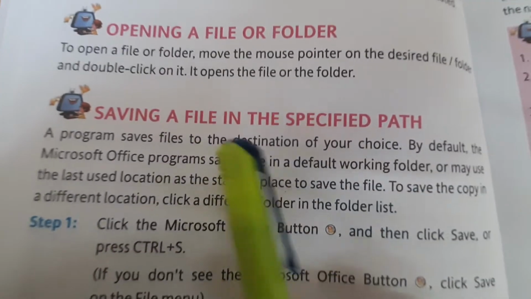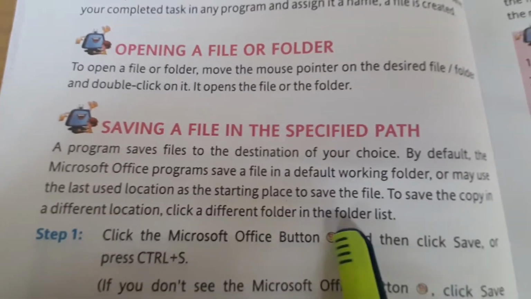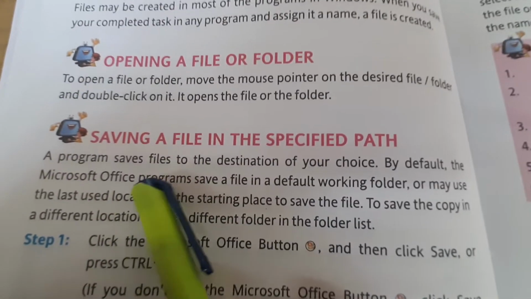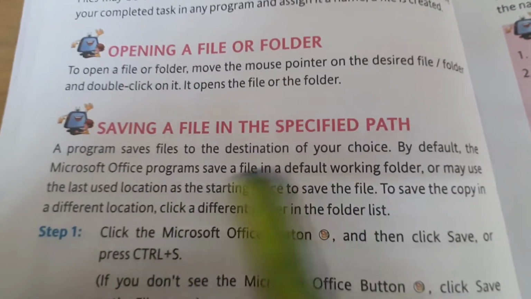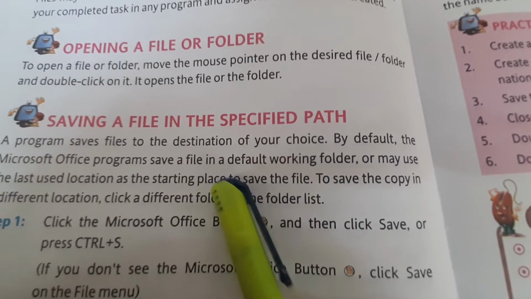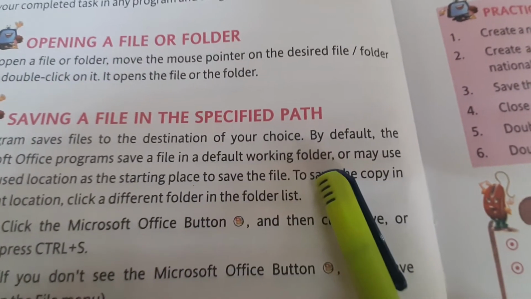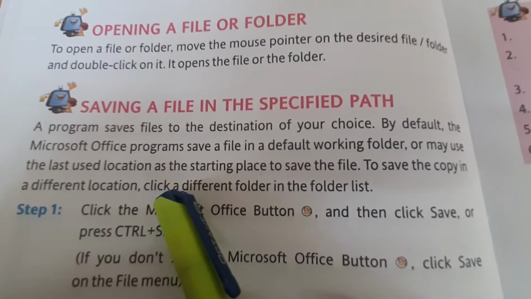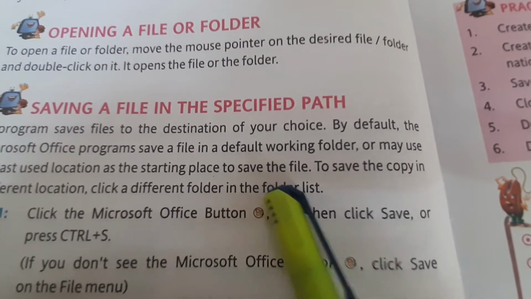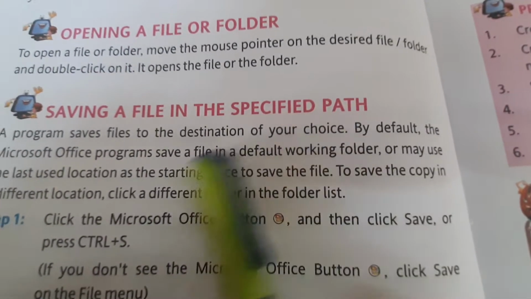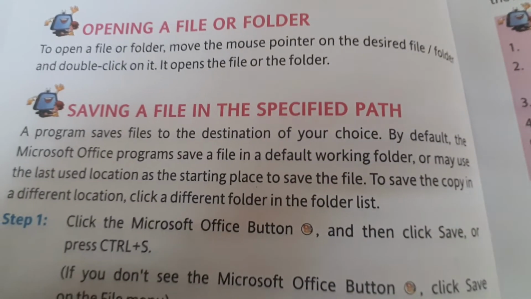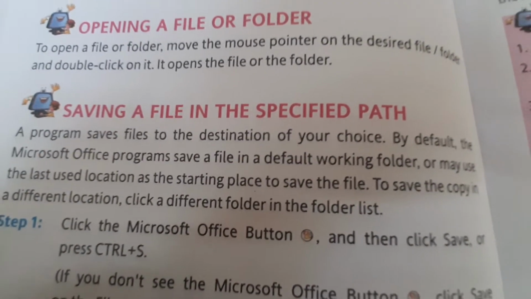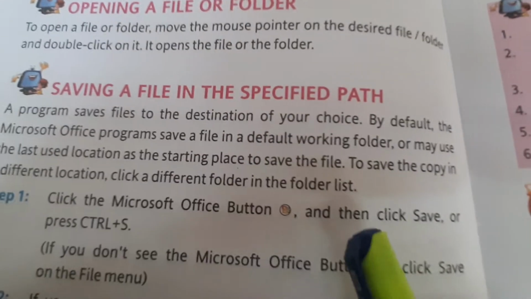So this topic is very important because of the same reason. A program saves a file to the destination of your choice. By default, the Microsoft Office program saves a file in a default working folder or may use the last used location as the starting place to save the file. Okay, so you may have your own specific location, or it can be stored in a working folder.